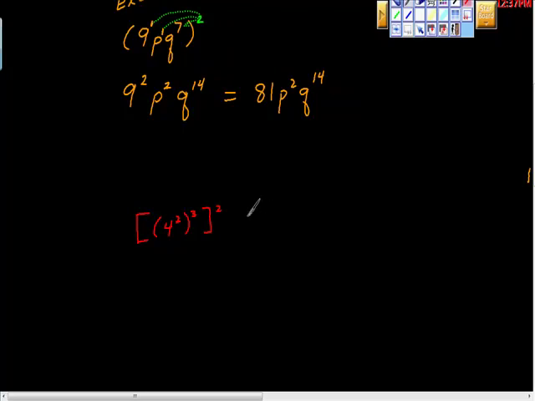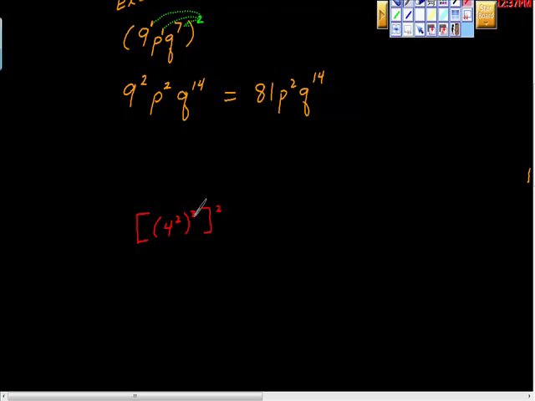Now this looks terrible, but if we look at this rule for a second, what are we allowed to do here? Think about this for a second. Actually, stop the video for a second. Try to work on this and see if you can figure out what you'd like to do here. I think I want to use power of a power, don't you? So I'm going to work outside in.